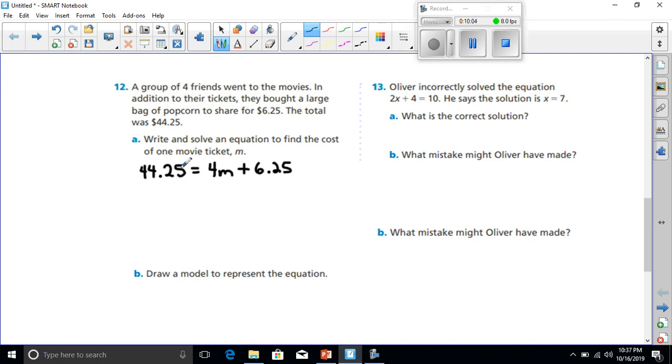The first thing we have to do is work this backwards again. So we're going to look at this plus 6.25, realize that's the addition in it. We need to add the inverse to it, which is negative 6.25 to get rid of it. That will make it 0 on this side. But whatever I do to one side, I have to be willing to do to the other side. I'm keeping equality.